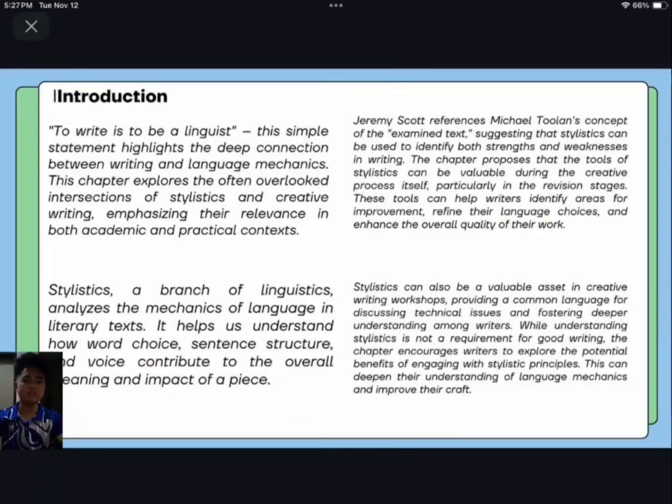This chapter focuses on the intersection of stylistics and creative writing. It also emphasizes the relevance of this connection in both academic and practical settings.